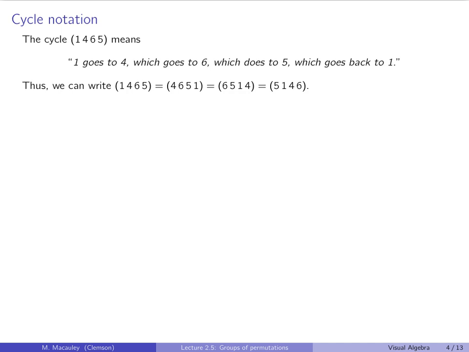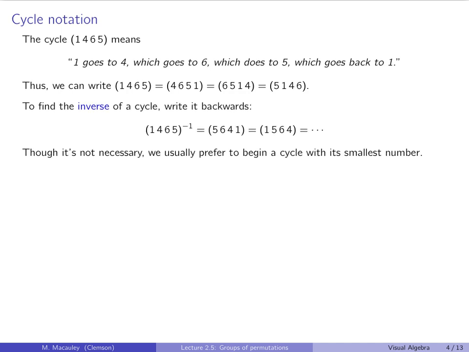I said this in passing on the previous slide, but let me write it down now. The cycle 1, 4, 6, 5 means 1 goes to 4, which goes to 6, which goes to 5, which goes back to 1. So there's 4 ways to write it because we can start with any of these digits. So if we start with 4, we say 4 goes to 6, which goes to 5, which goes to 1, which goes back to 4. I write it like this.